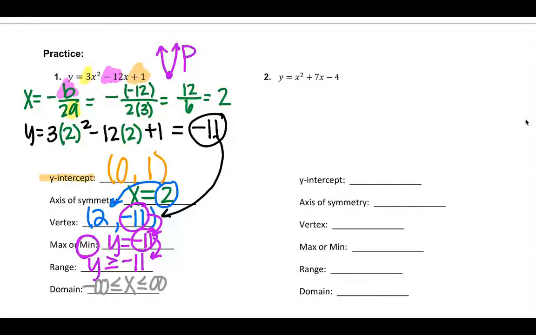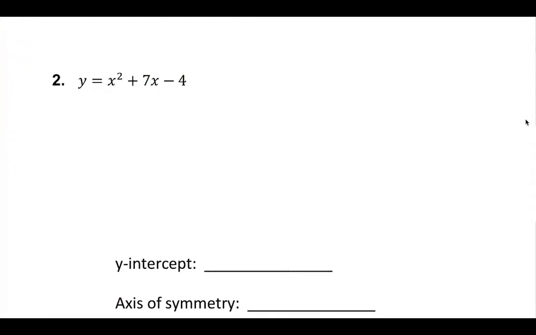So let's do another one, number 2. Y-intercept, again, I'm looking at this value here. So when I do this, it's always 0, and then negative 4 is that c term. So there's my y-intercept.